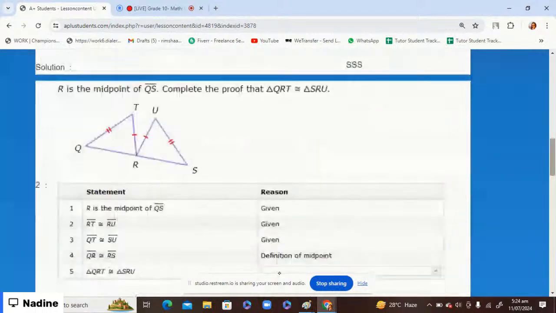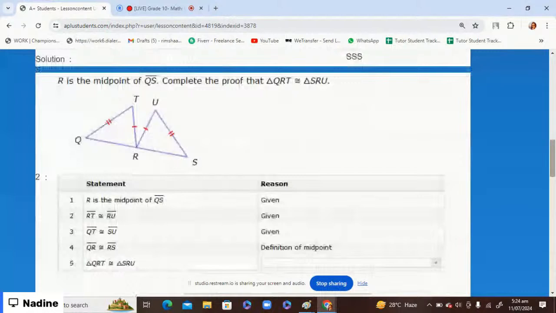Now look at the next one. When we see this one, they are saying that R is the midpoint of Q and S, and complete the proof that triangle QRT is congruent to triangle SRU. Look here. R is the midpoint of Q and S. They are saying that on this full line, R is the midpoint.